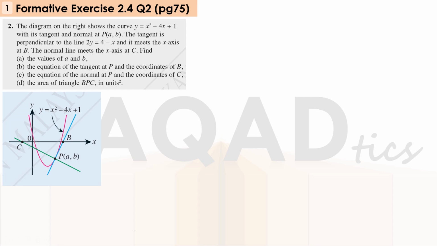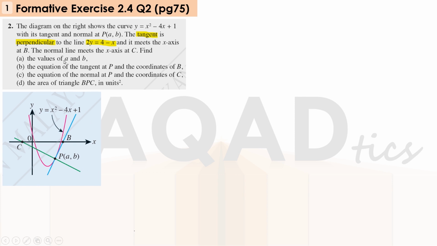Our first question is taken from the textbook, Formative Exercise 2.4, question 2. For this question we have a curve, which is the pink line, and we have the tangent and normal at point P. It also says that the tangent is perpendicular to this line and it meets the x-axis at point B. So this means the blue line is the tangent and the green line is the normal.